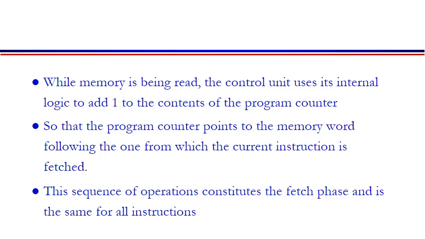This sequence of operations will be the same for all the instructions. The fetch process will be the same for all the instructions. That is, first the address will be given to the memory address register. After that, the memory read operation will be performed. The instruction will be transferred from the memory location to the memory buffer register, and then the memory buffer register will transfer this instruction to the instruction register, and after that the program counter will be incremented by 1. So all of these steps will be the same for the instruction fetch process for any instruction.